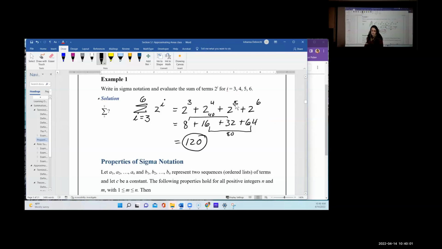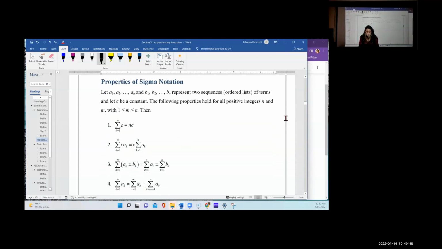Right? So this is the notation we're going to use to help us add up the areas of all of these rectangles while we approximate the area under a curve. Now, there are some properties of sigma notation that we want to go through. And again, when we go through these properties, you'll notice that they're very similar to the properties that we talked about for the indefinite integral.